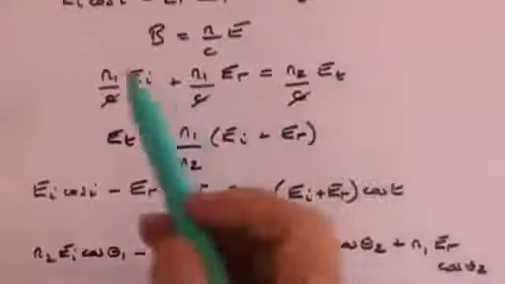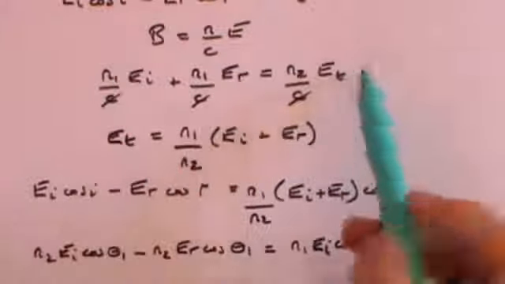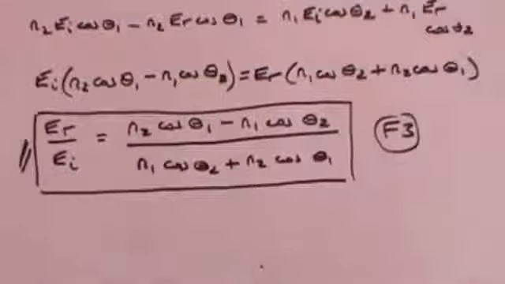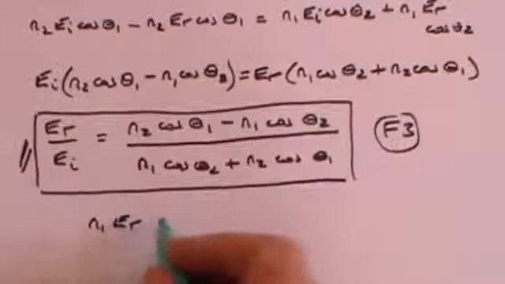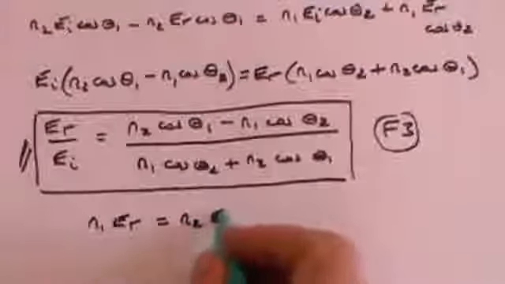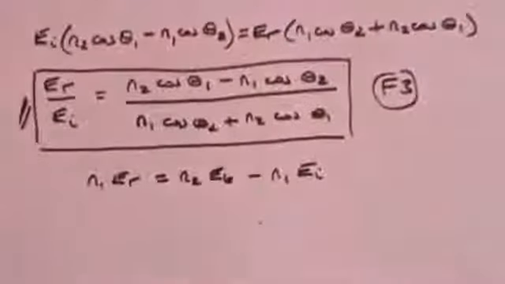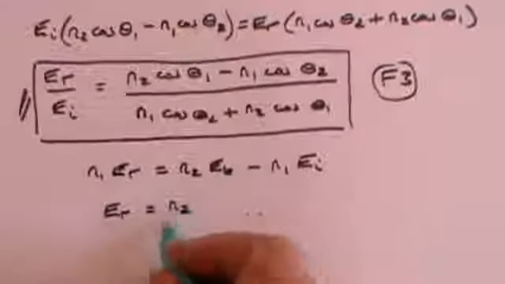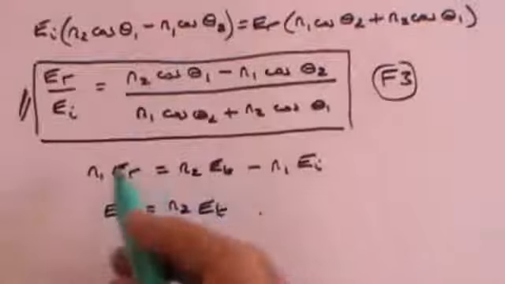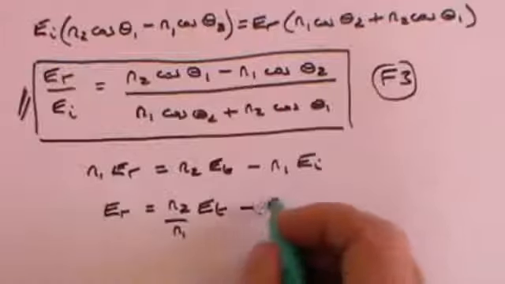Just one more Fresnel equation to go. If we look at this equation here, divide by N1 and rearrange, we will get that N1 ER equals N2 ET minus N1 EI. And that means we can get an equation for ER, which is equal to N2 over N1 ET by dividing by N1. And now N1 divided by N1 is just 1, so that's minus EI.